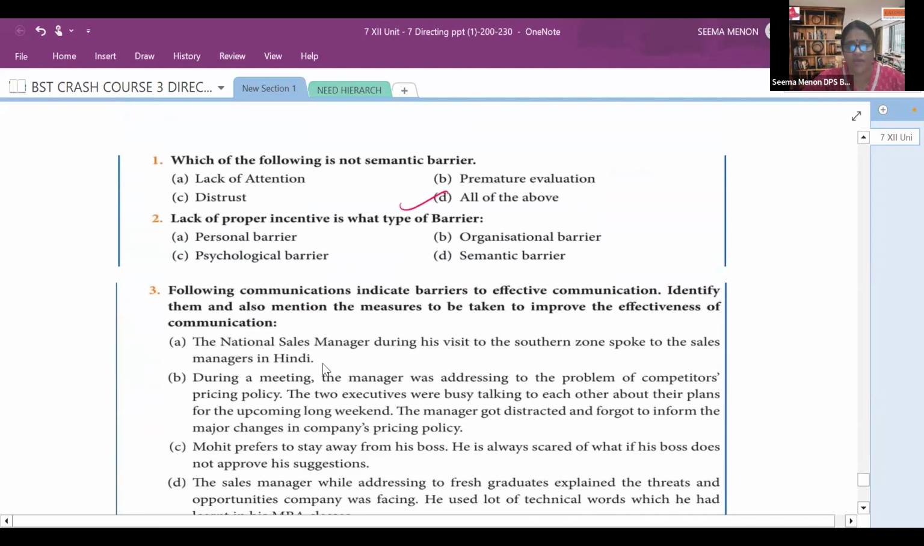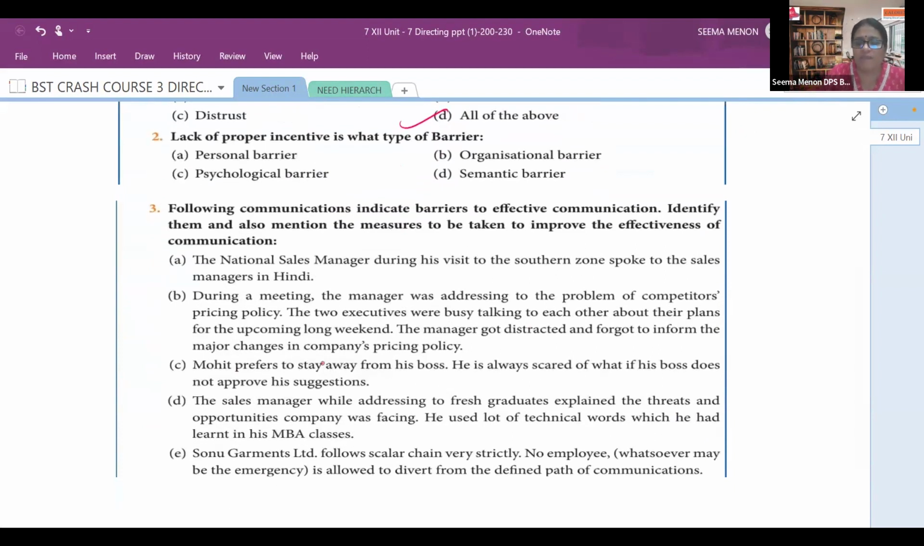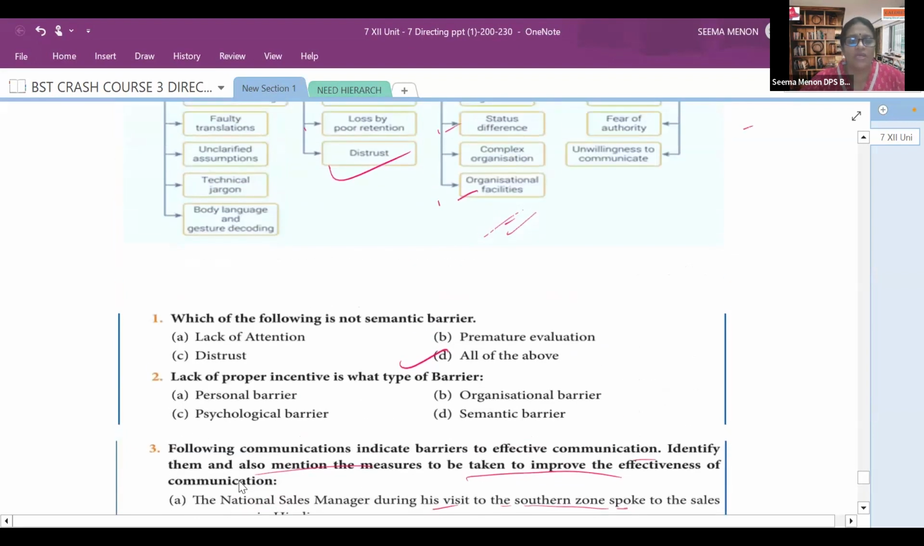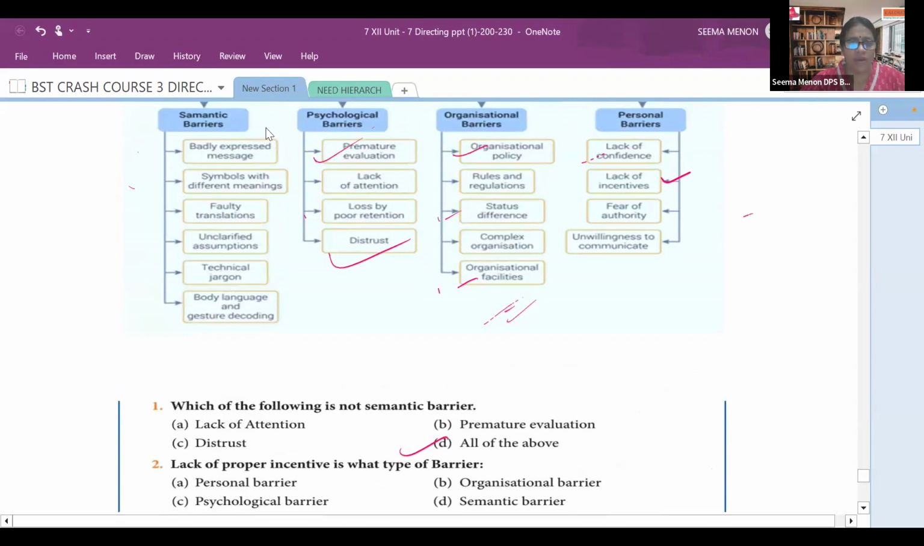Again, here there are various cases. You can see: following communications indicate barriers to effective communication. Identify them and also mention the measures to be taken to improve the effectiveness of communication. What are the measures you can take to improve the effectiveness of communication? First one: the national sales manager, during his visit to the Southern Zone, spoke to the sales managers in Hindi. The national sales manager went to work in the Southern Zone, where people will not be able to understand Hindi. So he spoke there to the sales managers in Hindi. So what will come? Semantic barrier it will be.